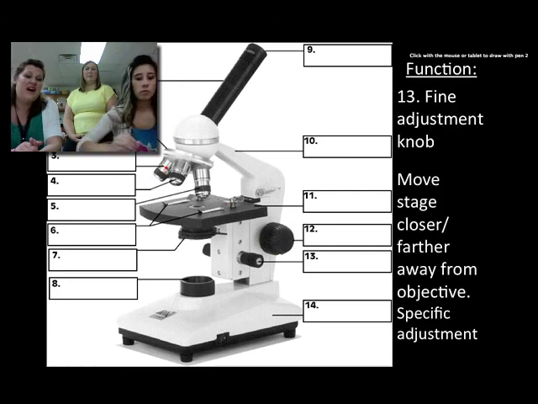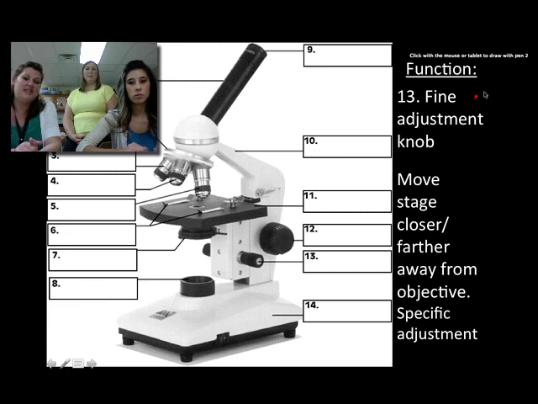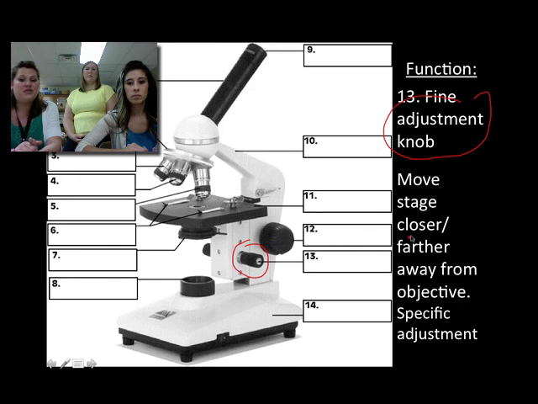And next we have the fine adjustment knob. It is the lower and smaller adjustment knob on your microscope. It moves the stage closer and farther away from the objective, but it's a specific adjustment. You have to be very careful when using the coarse adjustment if you are at the higher magnifications, and you must use the fine adjustment knob or you will break a slide.